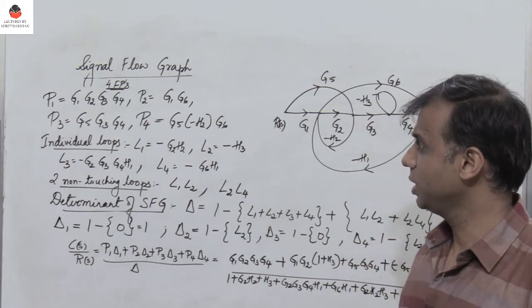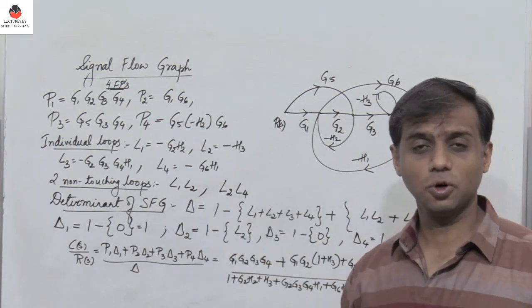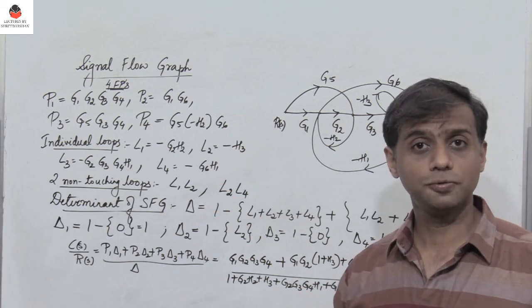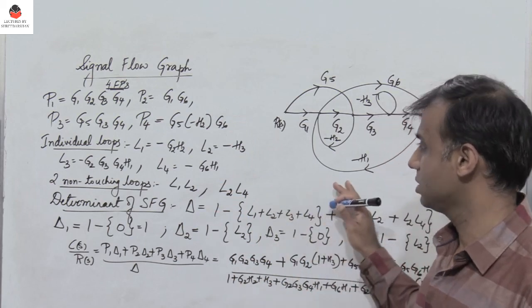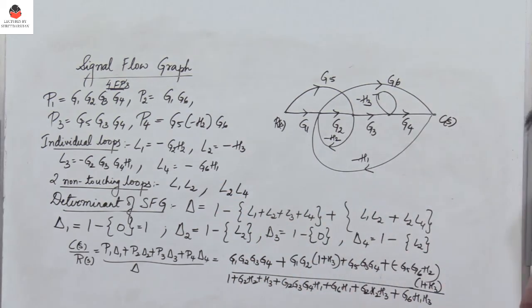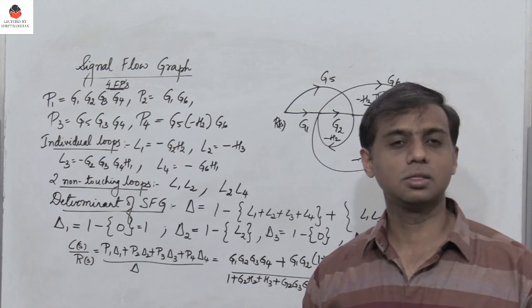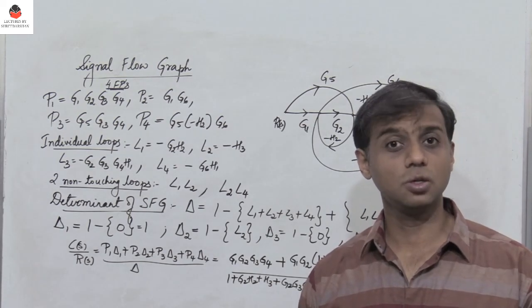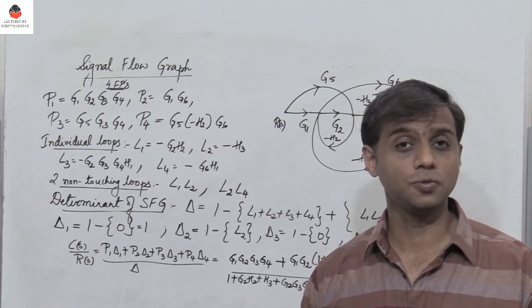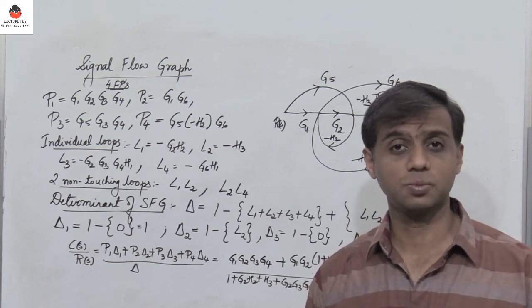In this video segment we have gone through Mason's gain formula. We have defined how to find the transfer function using Mason's gain formula, and we have taken an example and obtained the final transfer function. In the next few video segments, we will solve some more problems to find the transfer function using Mason's gain formula.